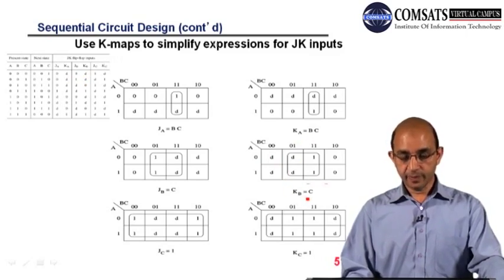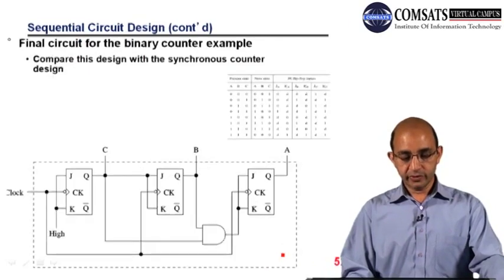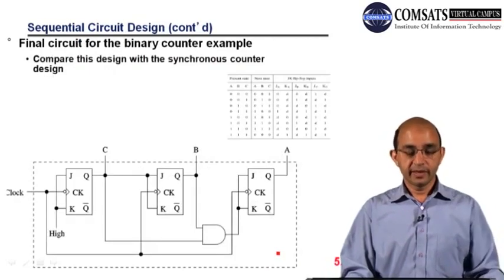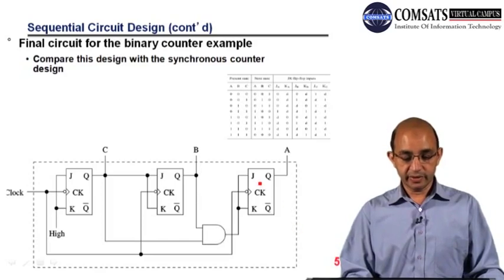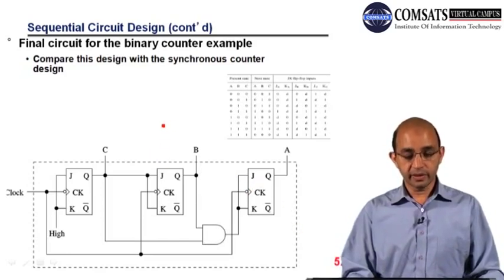So here KB is equal to C, and for JC you can see that we have 1 1 1 1, and all the rest of the inputs for this column are don't care. You can see we have a quad here, hence we will be having a 1, and similar is the case for KC. We have a quad, so KC is equal to 1. So this is the sequential circuit design, and you can name it a 3-bit binary counter.